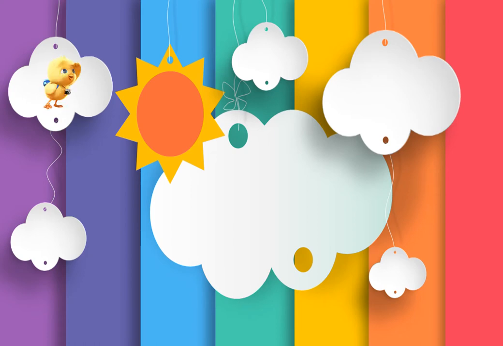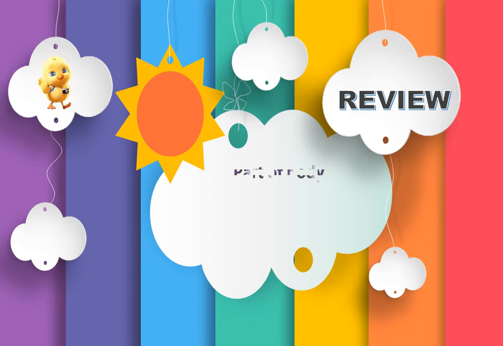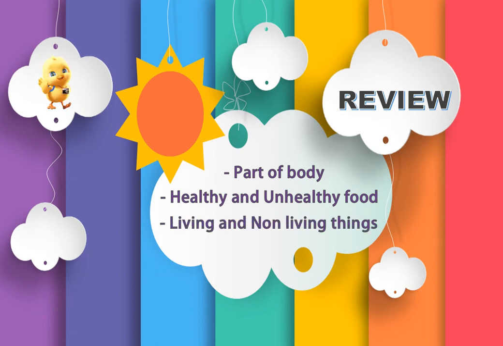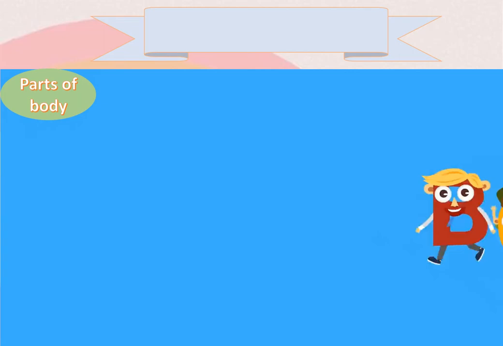Today we are going to review three topics of our lesson. These are parts of the body, healthy and unhealthy food, and living and non-living things. Okay, let's start with part one: parts of the body.